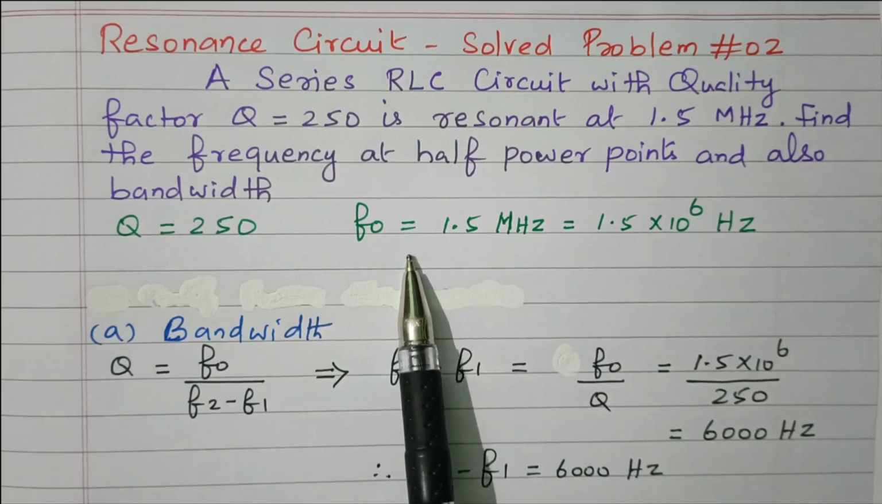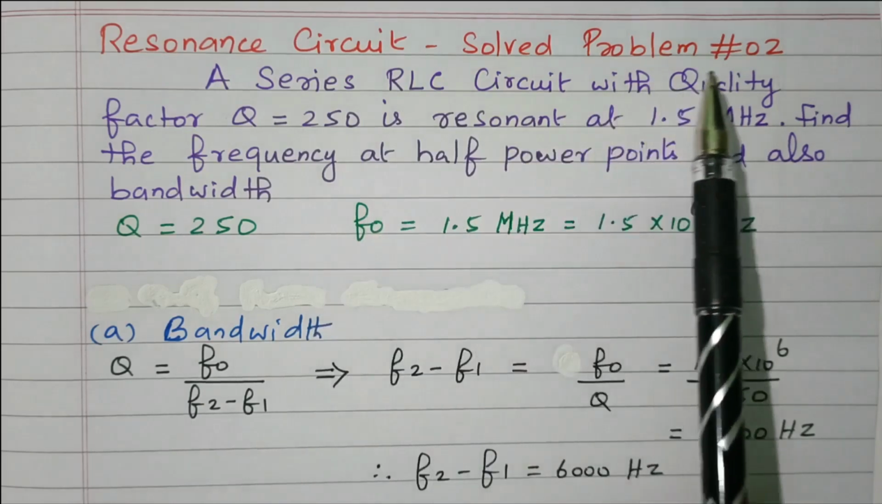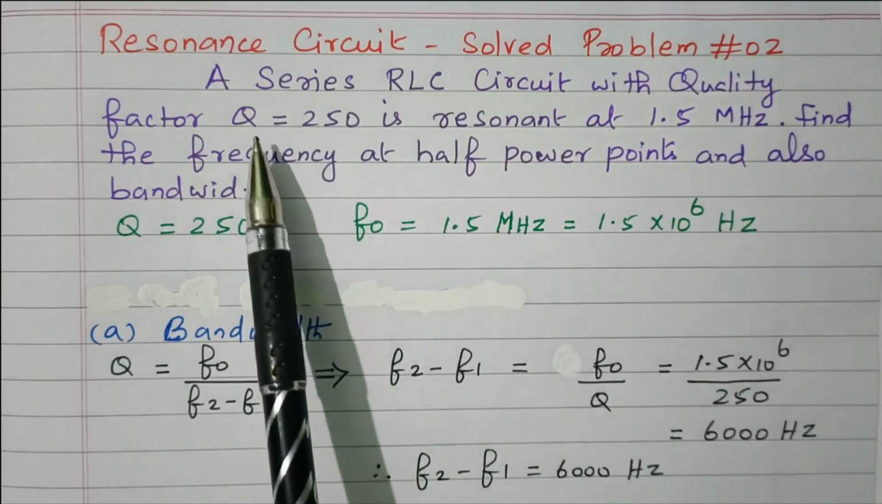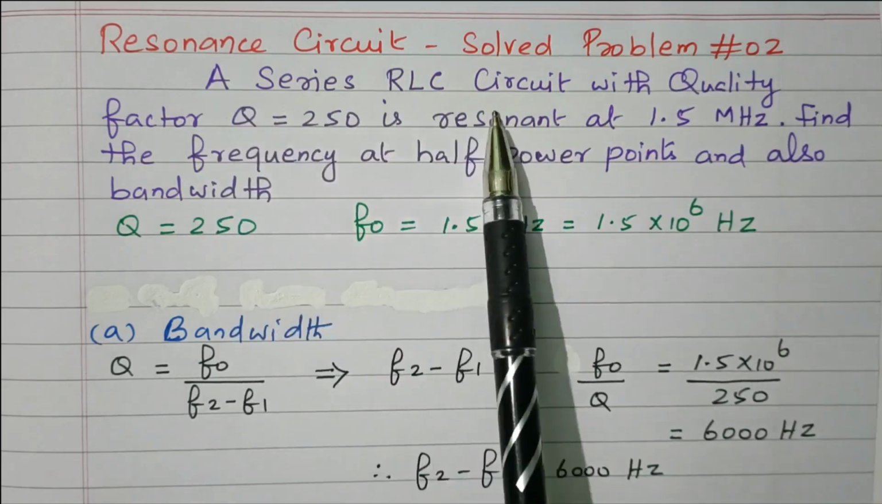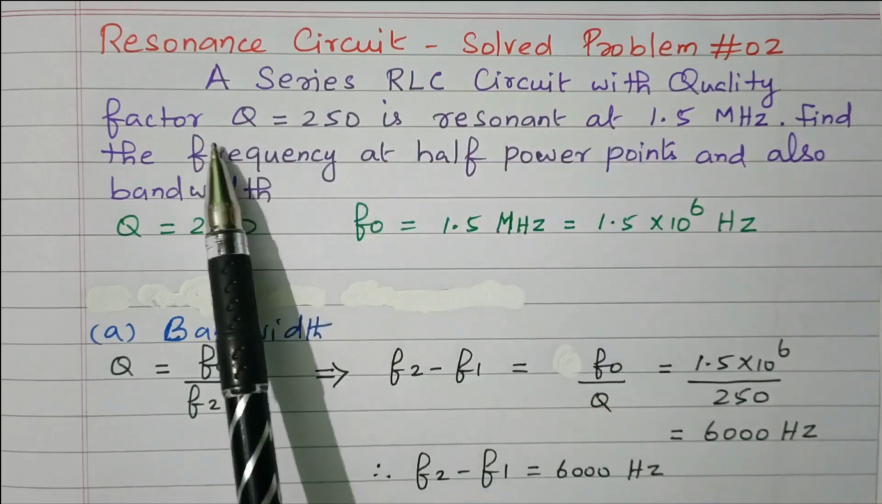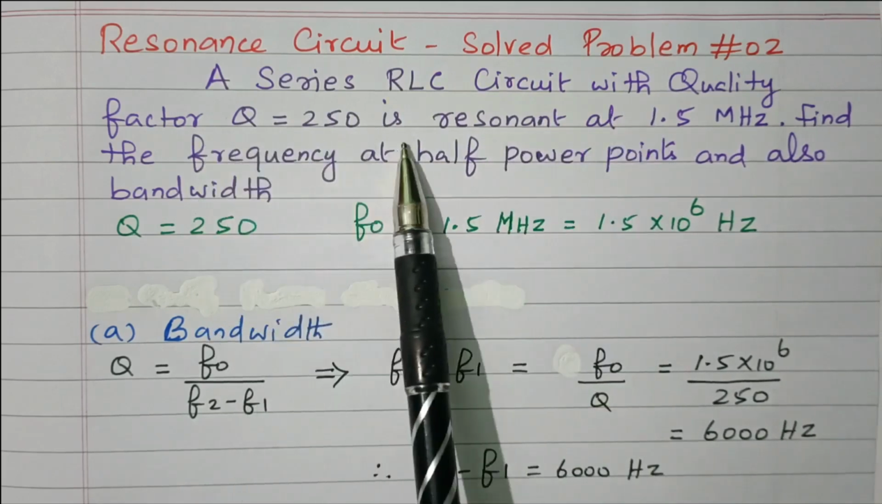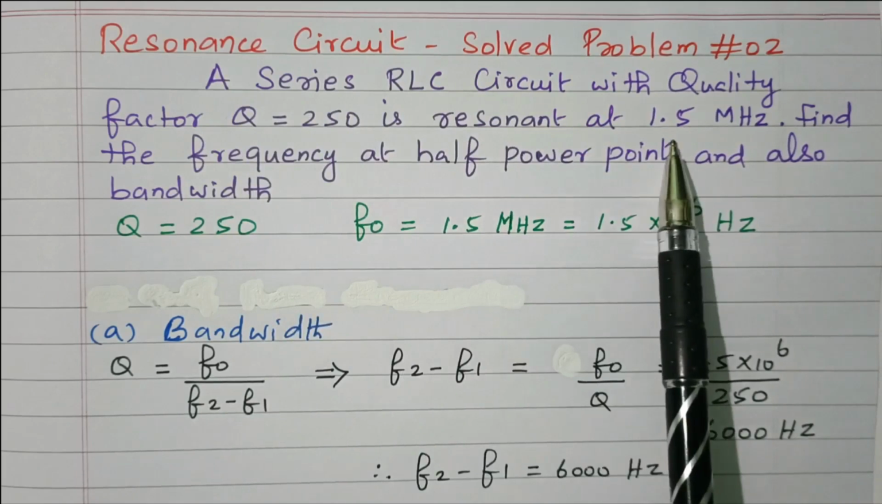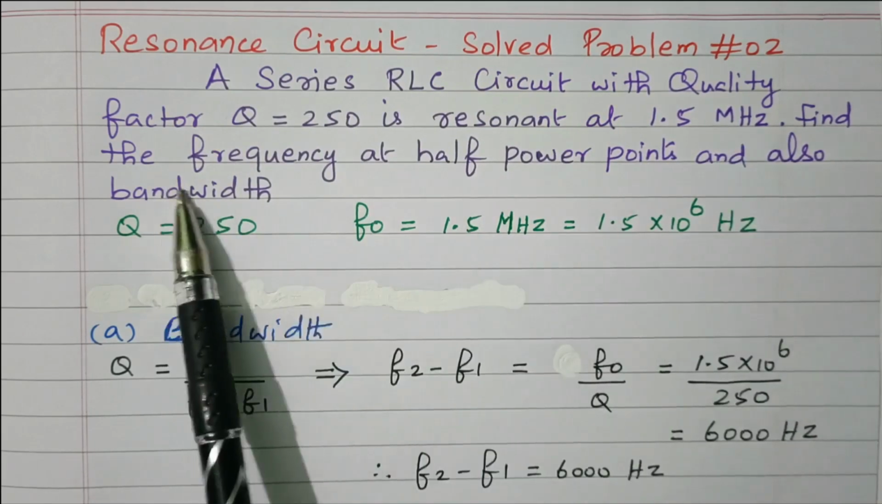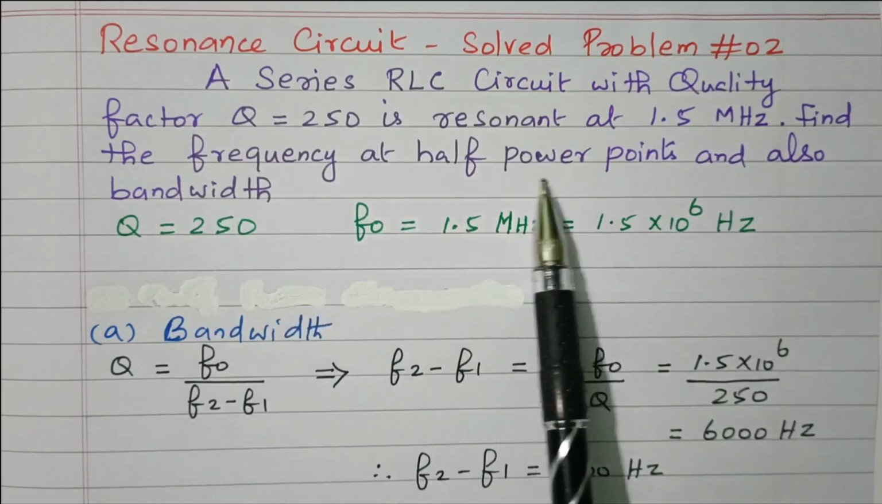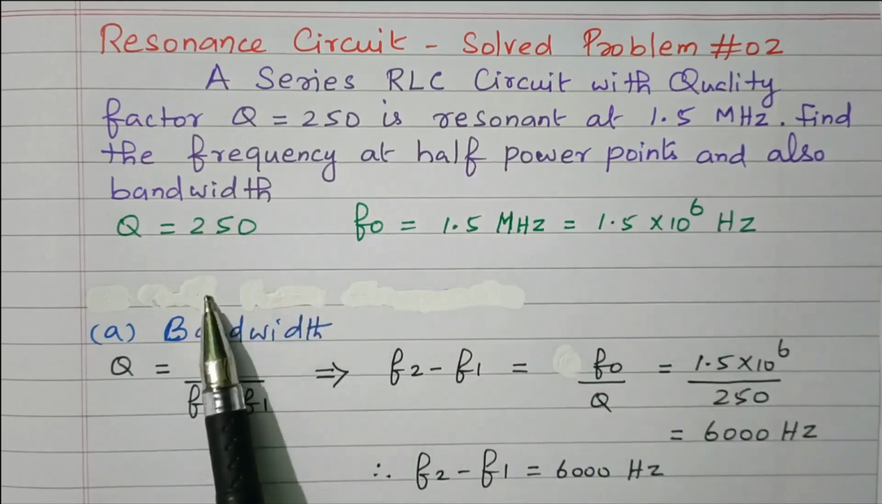Now we'll go to the topic. Resonance circuit solved problem number 2. First we'll see the statement of the problem. A series RLC circuit with quality factor Q equal to 250 is resonant at 1.5 megahertz. Find the frequency at half power point and also bandwidth.